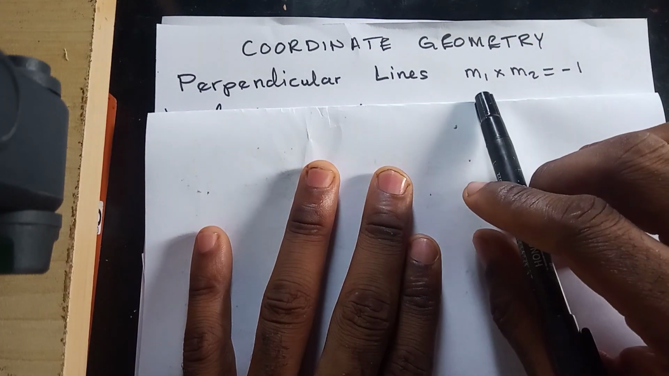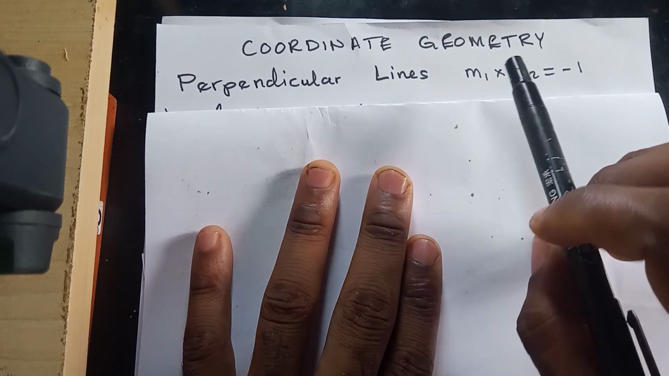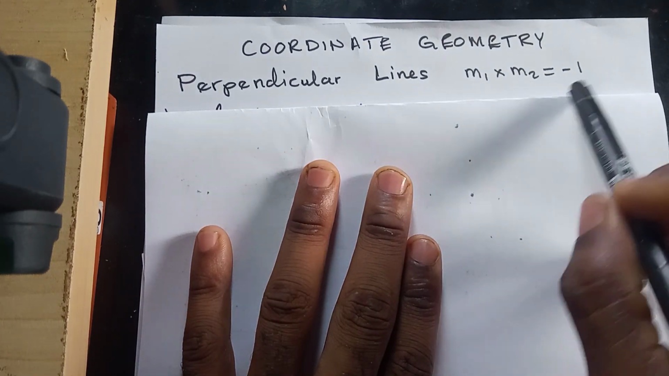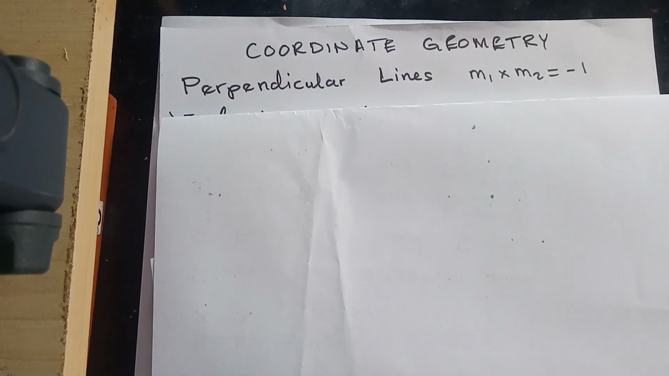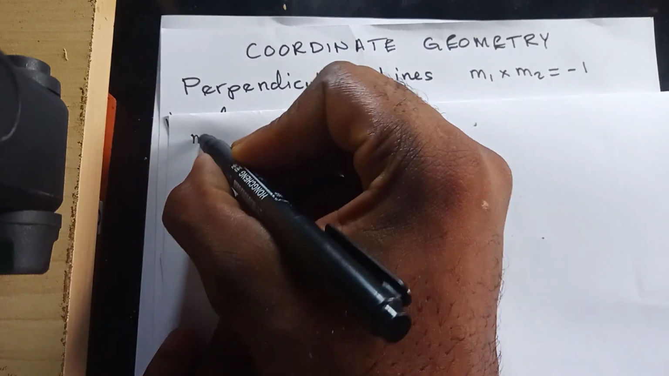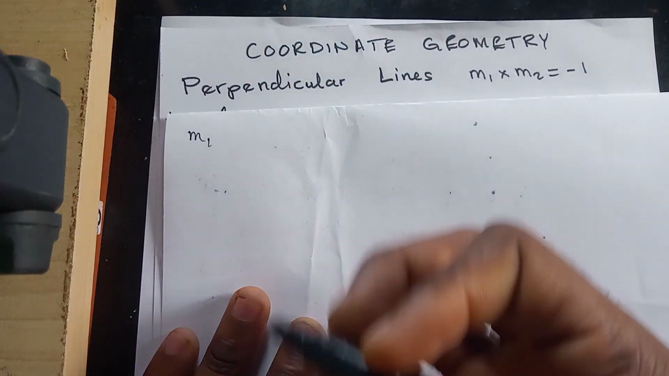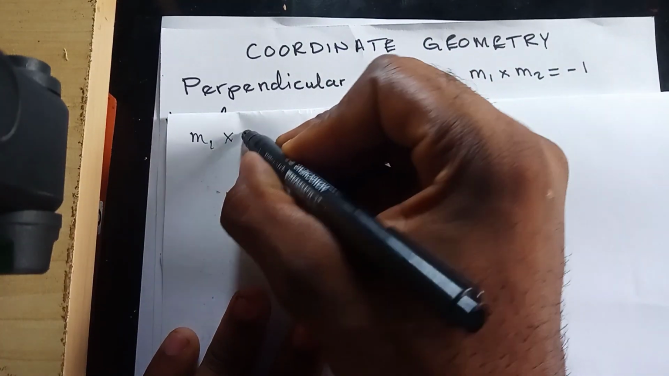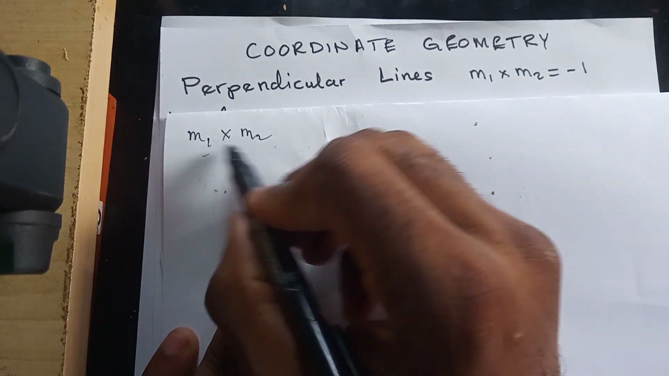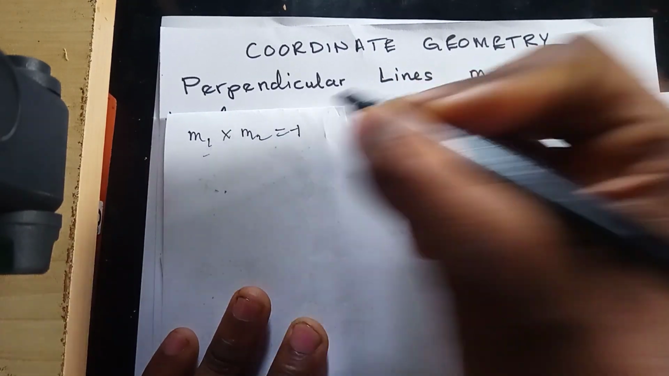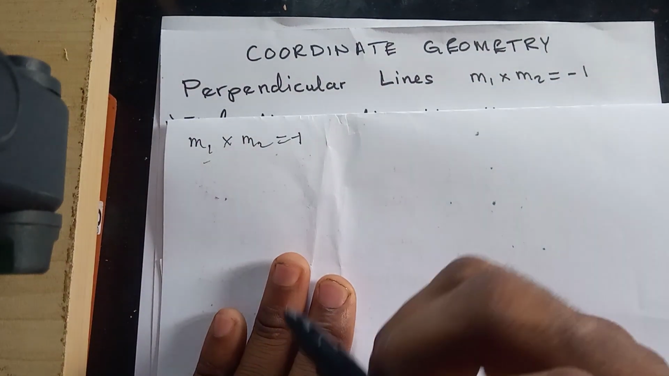So two lines are said to be perpendicular when the product of their gradients is -1. So let's say you have a line whose gradient is m1, then you have another line whose gradient is m2. When you multiply their gradients, you should get a -1. This negative is very important.